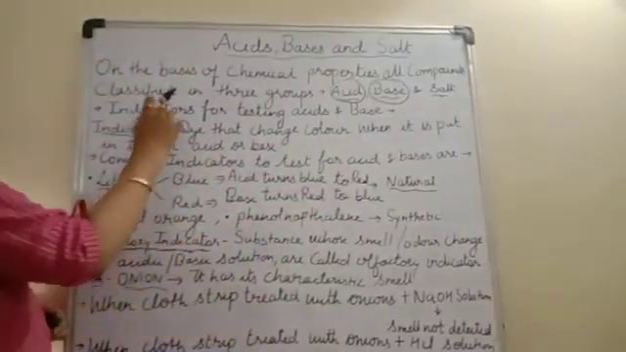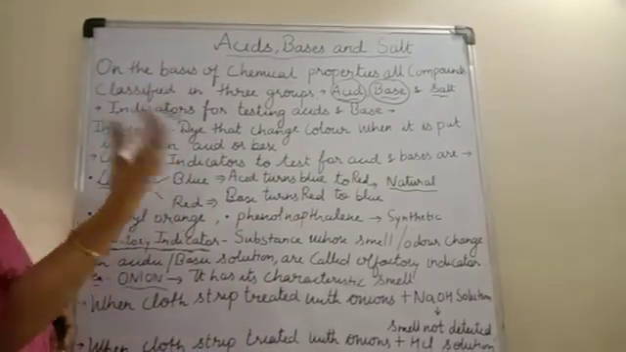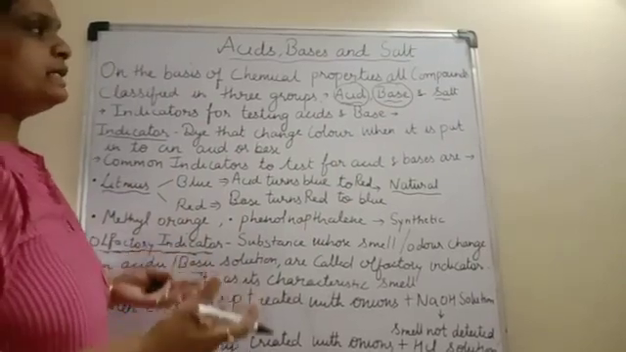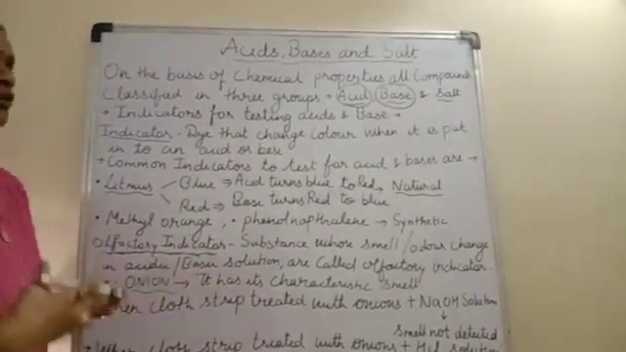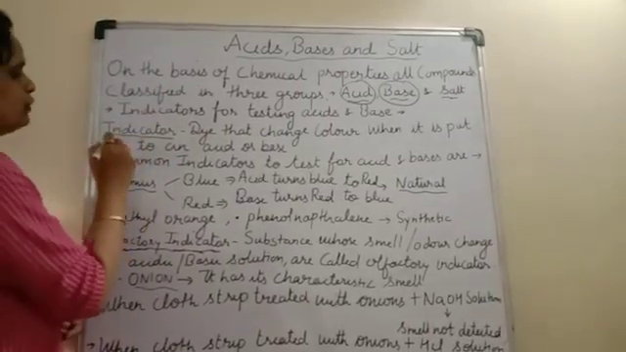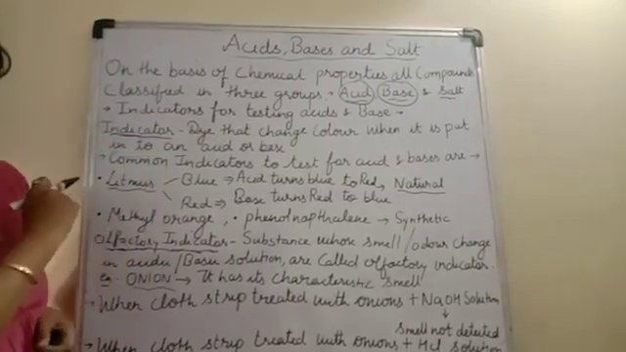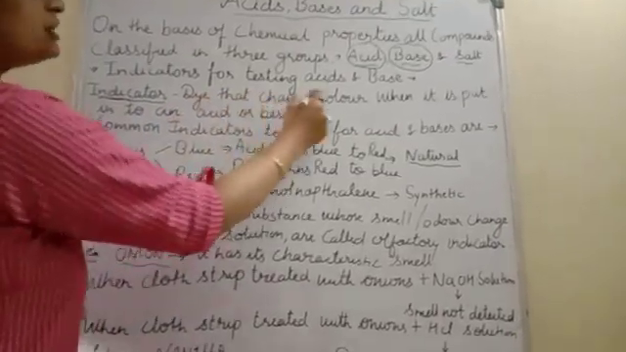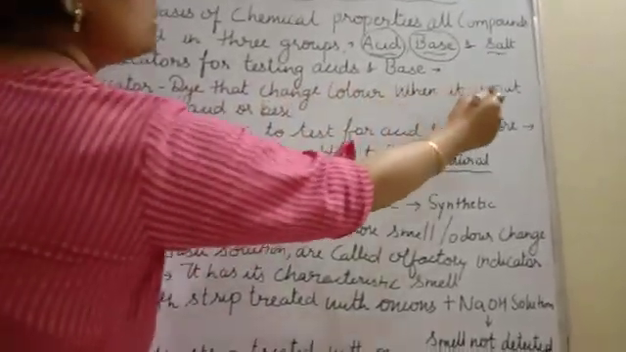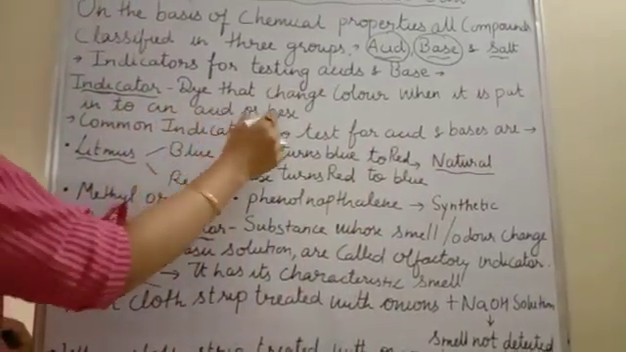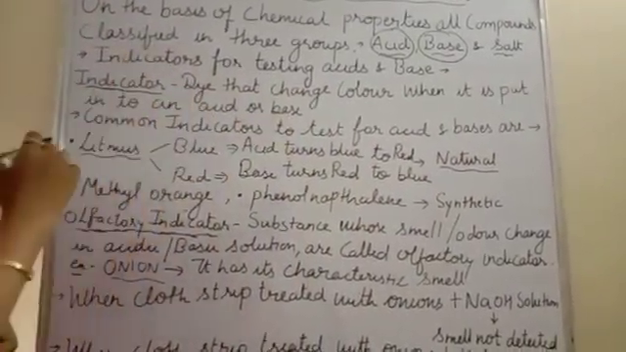Now, we need some indicators for testing acids and bases. How do we indicate that this is an acid or this is a base? So first of all, we get to know what we mean by indicator. An indicator is a dye that changes color when it is put into an acid or base.